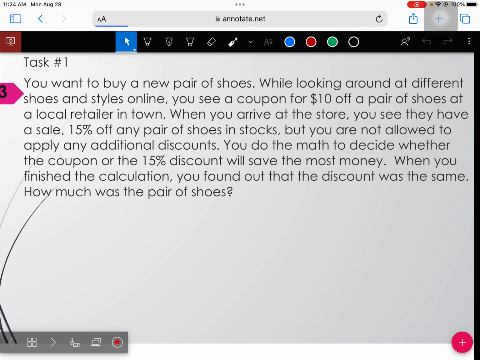So talk to me about this problem. What is this problem about? What are we trying to find? What's important? You don't have to tell me everything. We can just tag team and add on if you want.